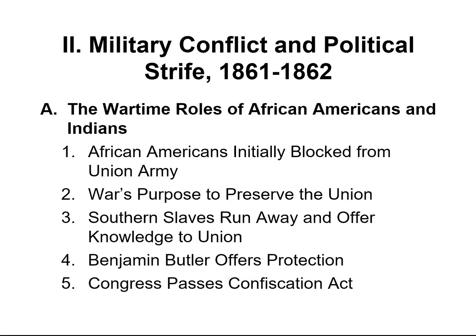Southern slaves took advantage of the war to run away, and some slaves offered Union troops their knowledge of the land and of Confederate troops' locations. Under General Benjamin Butler, a Union general, he claimed fugitive slaves as contraband of war and offered them military protection. His decision resulted in more slaves running away. Congress furthered Butler's policy by passing a Confiscation Act. The legislation was enacted in an effort to weaken the Confederacy, but it also provided hope to abolitionists.